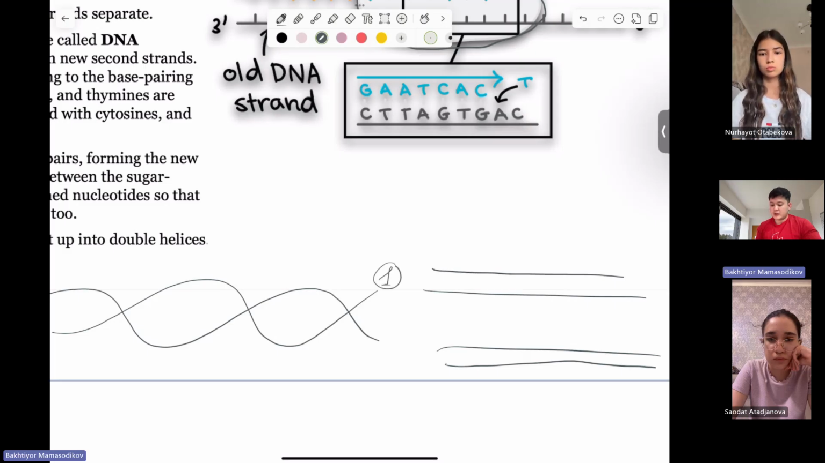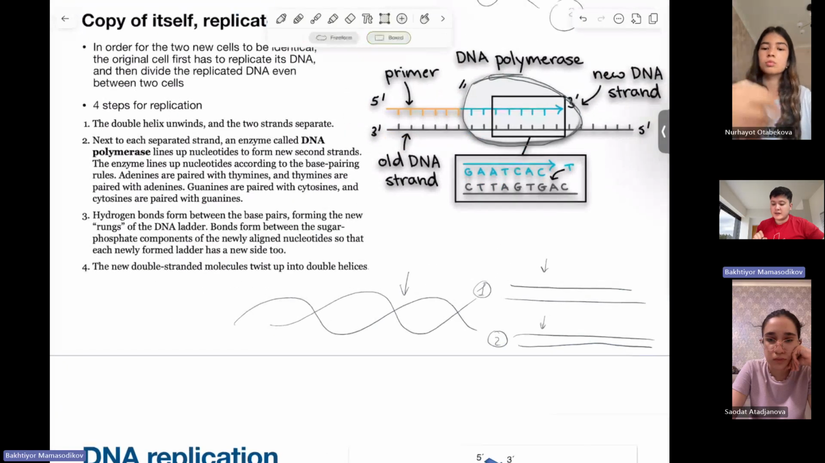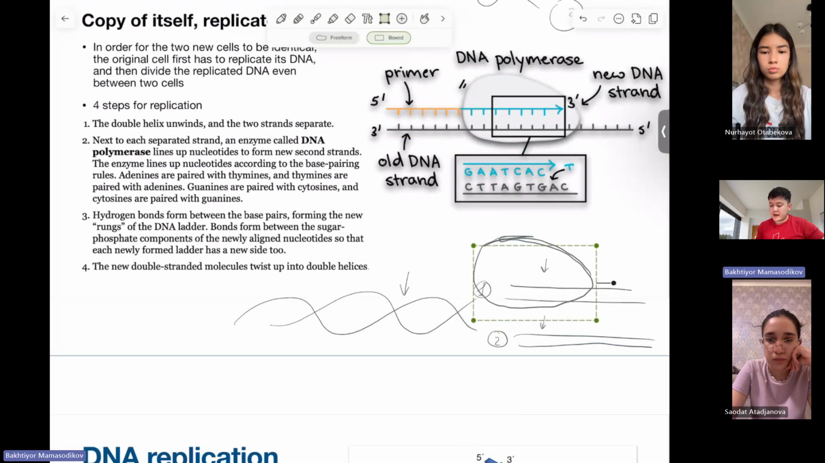Now, this is my one DNA, this is the second DNA. You see, from this previous DNA, I'm getting two new DNAs. From one, I'm unwinding, separating the strands, and from each strand I'm making a new strand with the help of DNA polymerase. DNA polymerase means making DNA from DNA, making the new strand of the DNA from the DNA.